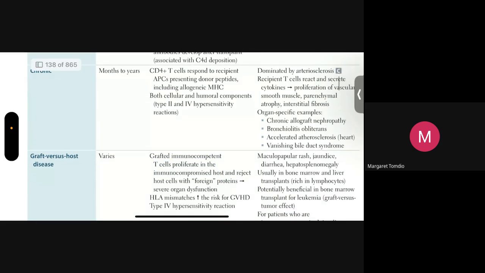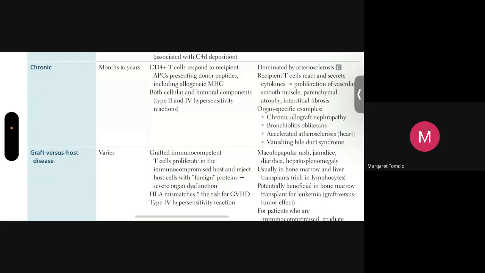Let's discuss graft versus host disease. Both hypersensitivities are present at the same time in chronic transplant rejection. Graft versus host disease: till now, we were discussing your recipient rejecting the donor graft. But in graft versus host disease, the donor graft is causing problems within the recipient. So you can see it's entirely the opposite of whatever we did. It's basically the graft causing the problem.